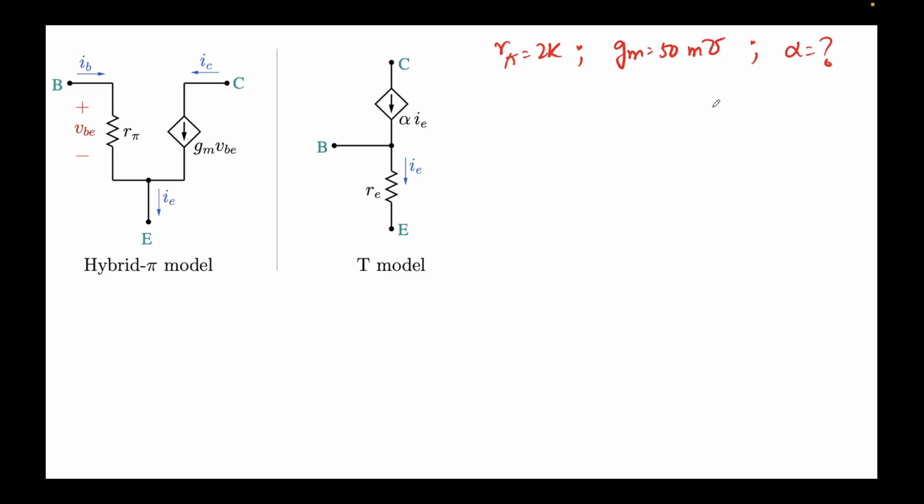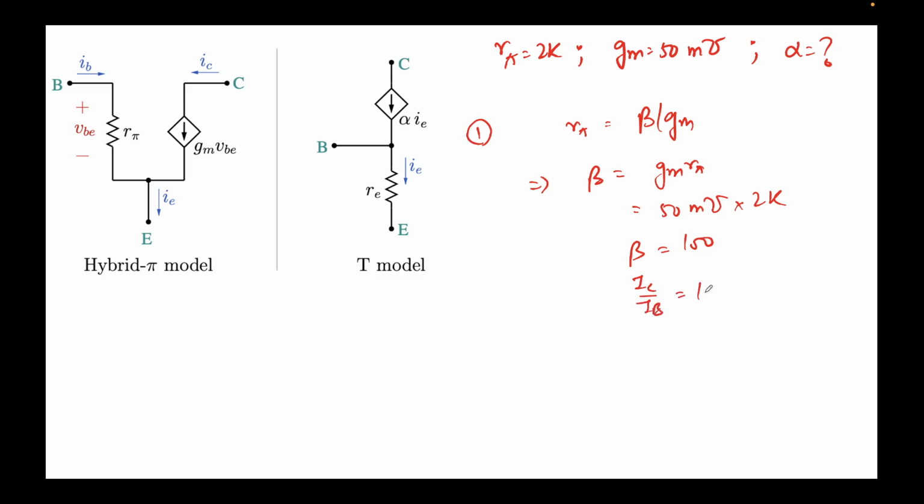If I remember, R pi was beta over GM. From this we can get beta, the current gain, which will be GM times R pi. GM is 50 millimho times R pi, which is 2K. The K and milli cancel, so beta is a nice value of 100. Beta is nothing but IC upon IB, so that is given to be 100. This is the first expression.